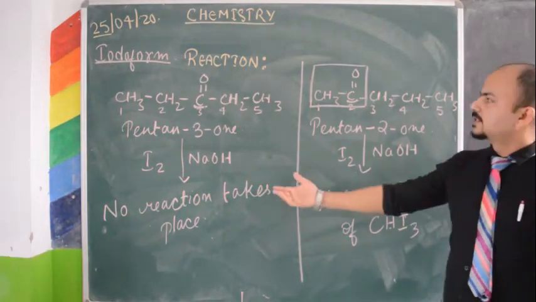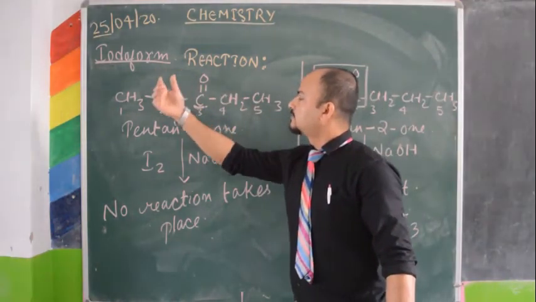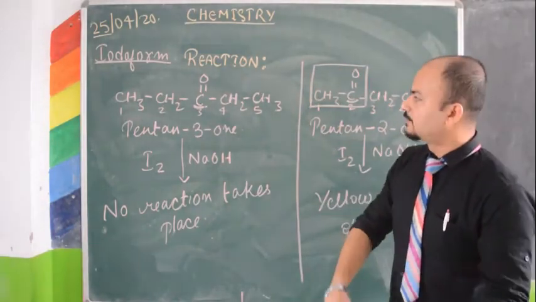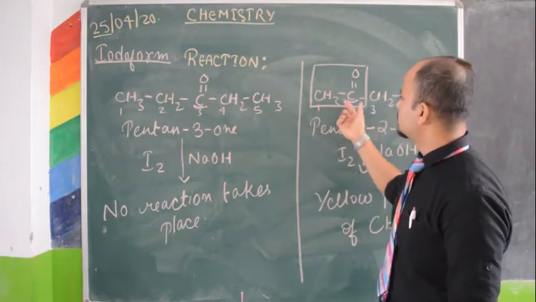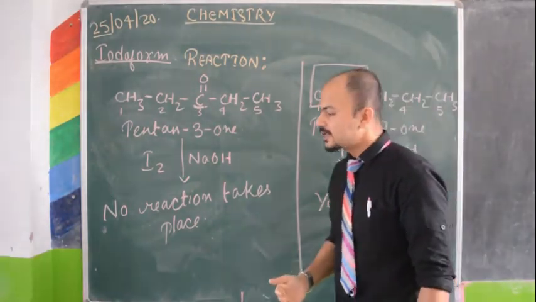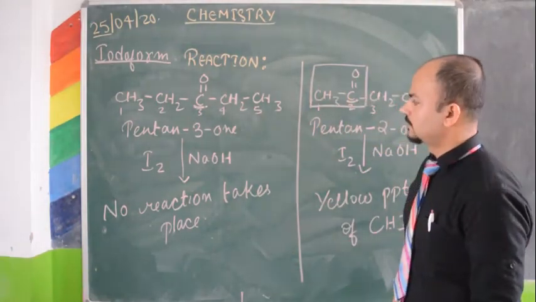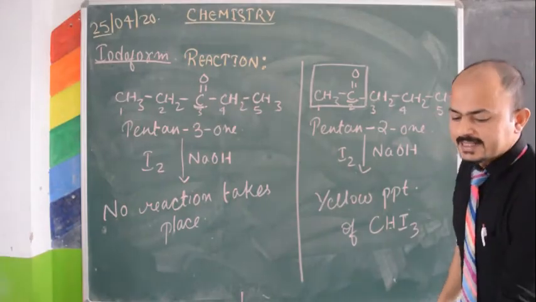So such distinctions by the haloform reaction can be applied to other compounds as well. You just have to see whether it contains a CH3 C double bond O group part in that compound or CH3 CHOH. Hope this is clear. Now let's move on to the next topic.